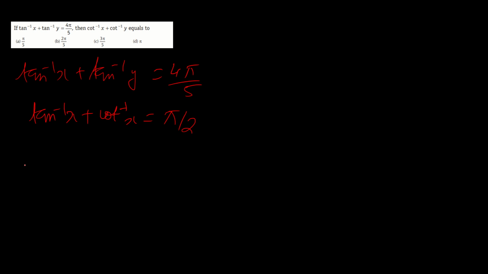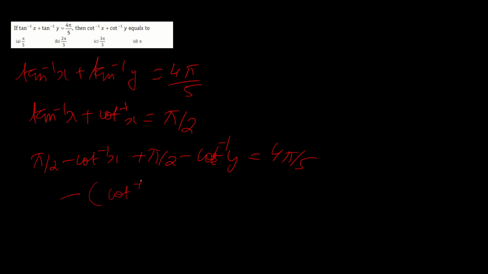So for tan inverse x, we can write like this: pi by 2 minus cot inverse x plus pi by 2 minus cot inverse y equal to 4 pi by 5. Okay, so pi by 2 and pi by 2 eventually will be added up to pi. Cot inverse x plus cot inverse y, we can put minus outside and put like this: cot inverse x plus cot inverse y equal to 4 pi by 5 minus pi.